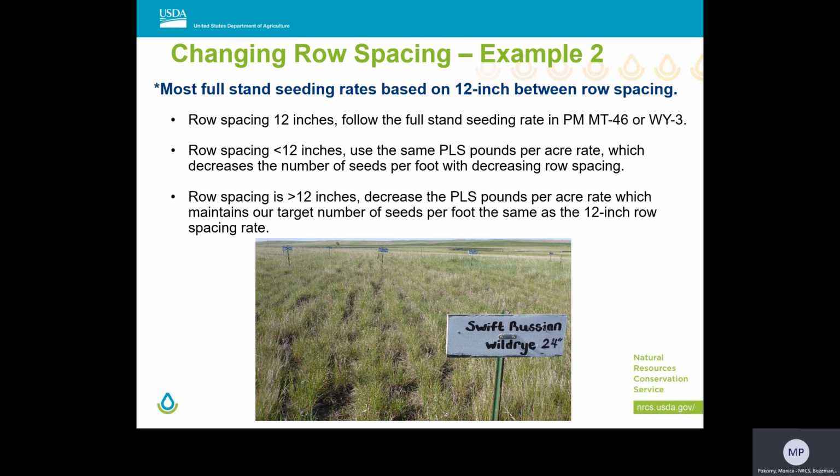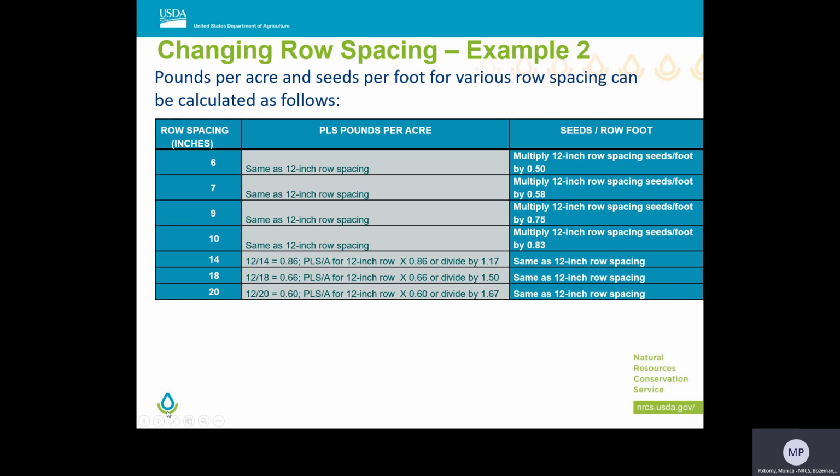If your row spacing is less than 12 inches, we use the same PLS pounds per acre rate as our 12-inch row spacing, and this is going to decrease the number of seeds per foot with the decreasing row spacing. If we're increasing our row spacing above the 12-inch width, we want to decrease the PLS pounds per acre rate, and that'll help maintain our target number of seeds per foot, the same as if we had a 12-inch row spacing. And again, let's just dive into a few examples of this.